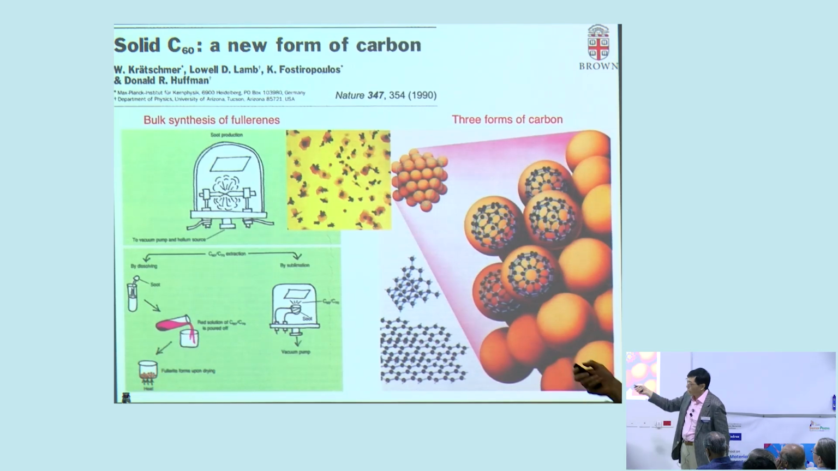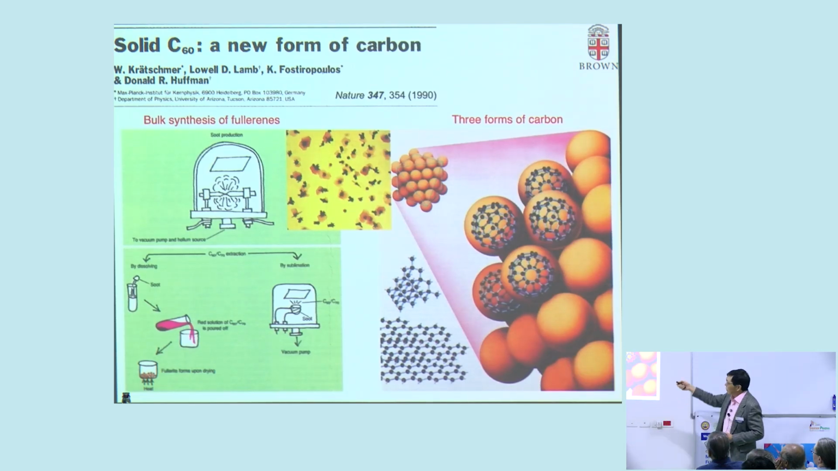simply took a carbon rod, started an arc, and evaporated the carbon. They collected the dust and found that if you dissolve it in benzene, you get a beautiful magenta color. You filter that out and you get these beautiful crystals, and that's fullerite, Buckminsterfullerene in the solid form. This is the third form of carbon.